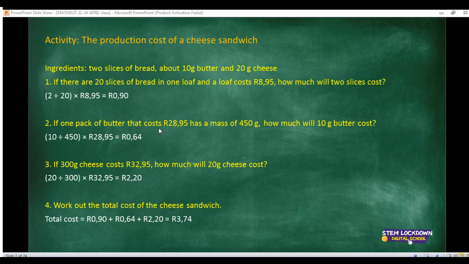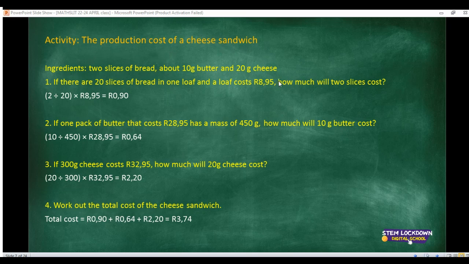So to make one cheese sandwich, it is 0 rands 90 cents for the 2 slices of bread, 0 rands 64 cents for the 10 grams of butter, and 2 rands 20 for the cheese. So it means one sandwich actually costs you 3 rands 74 cents. That is how much one sandwich would cost you. So again, this is how we are working out the production cost of a cheese sandwich.